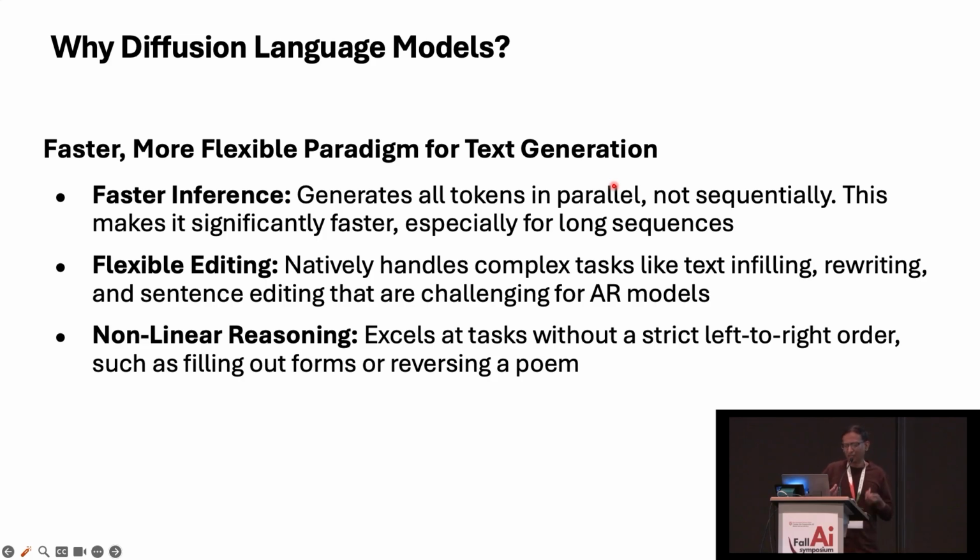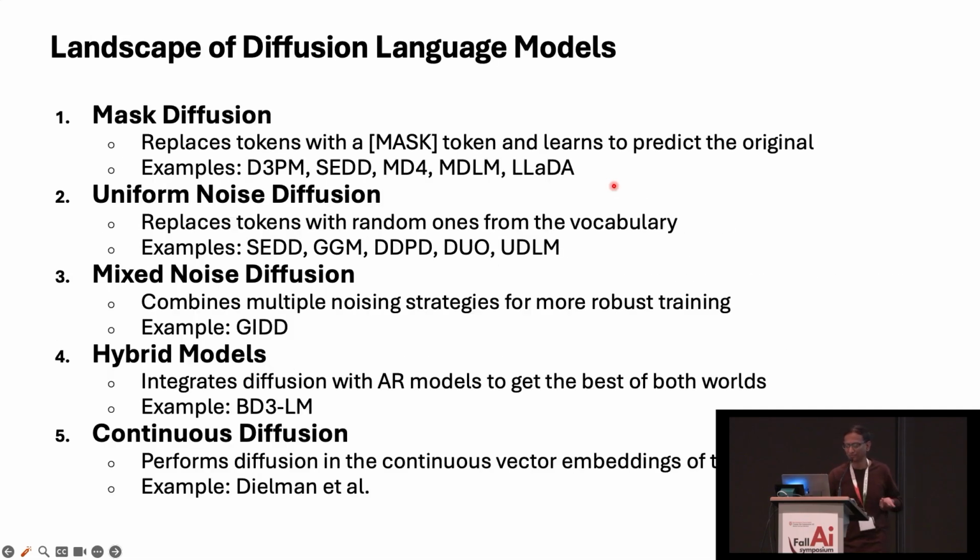The second is flexible editing, because now you're no longer forced to reason from left to right. You can decode wherever you think is important, and this out of order is useful for things like rewriting, infilling, and so on. And this also is useful for reasoning, because you don't need to worry about left to right. You can start thinking about what is important in this whole thing, start from there, and then fill the rest out later. This is really why language as a diffusion is an exciting prospect.